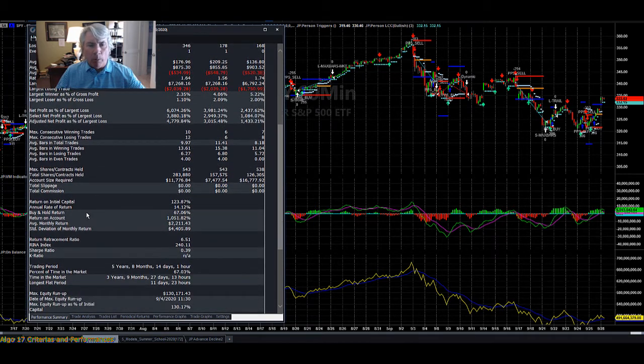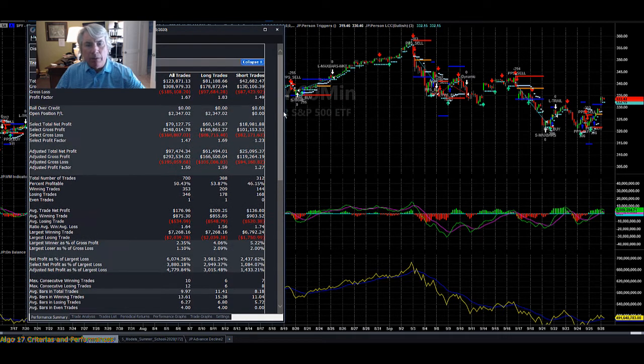The history of this performance, buy and hold return is 67%. This model is 123%. The return on accounts a little bit better, but I look at return on initial capital myself versus the buy and hold. And this has to go through for the last 5 years of a 60-minute model trading in the S&P 500. We have, as you can see, over 700 trades.